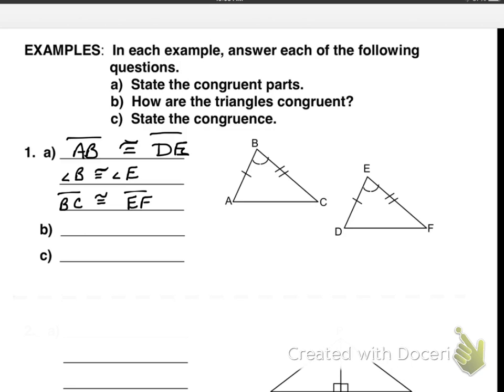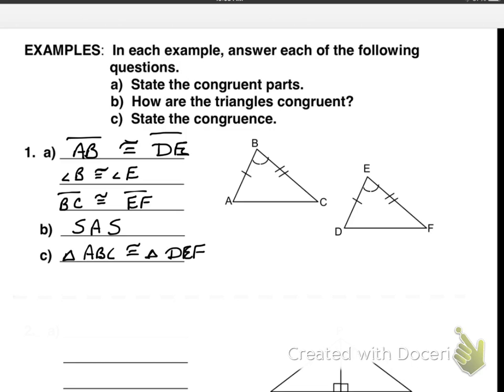So what do we have? We have a side that's congruent, an angle that's congruent, and a side all connected together. So, yes, we can prove that these are congruent triangles by side, angle, side. So, triangle ABC is congruent to triangle DEF. And again, be sure you put the sides and the angles in the correct order so they correspond.